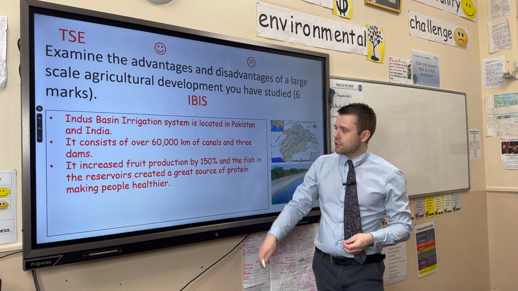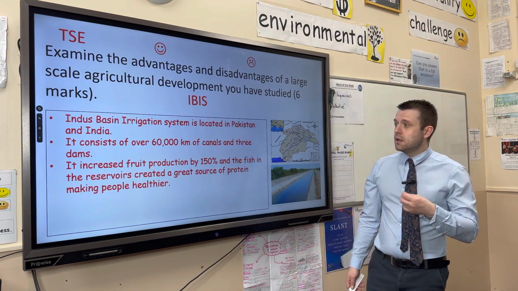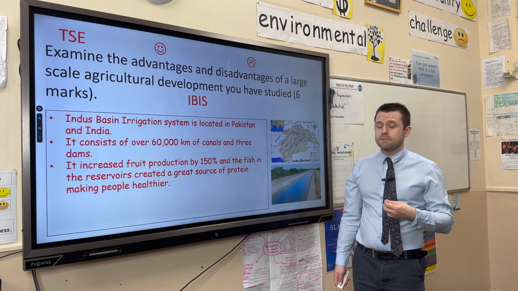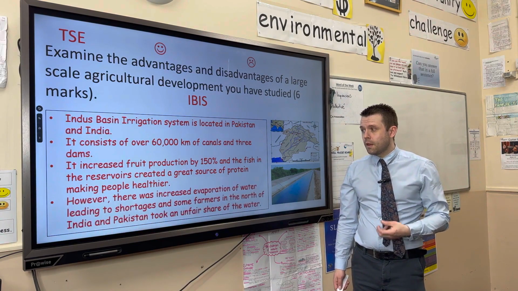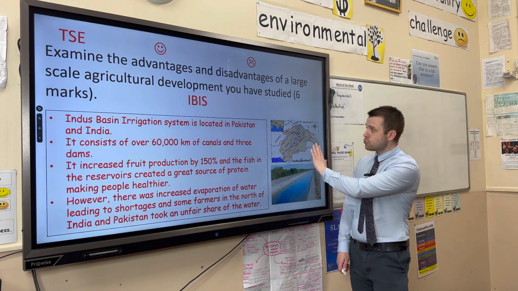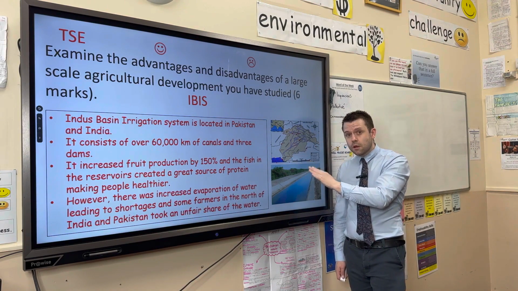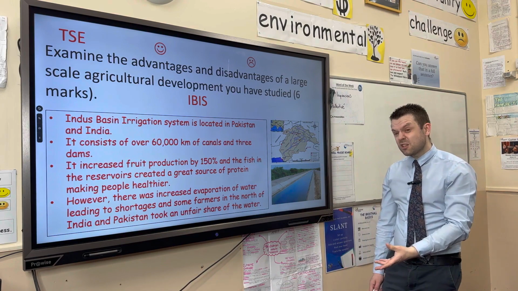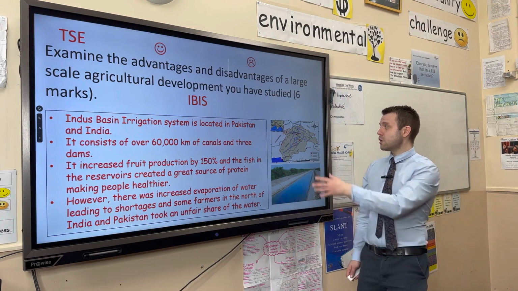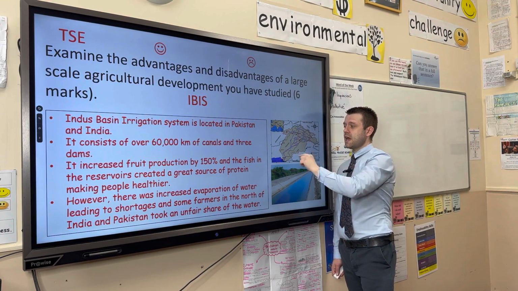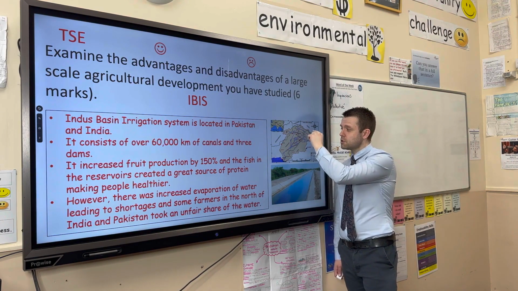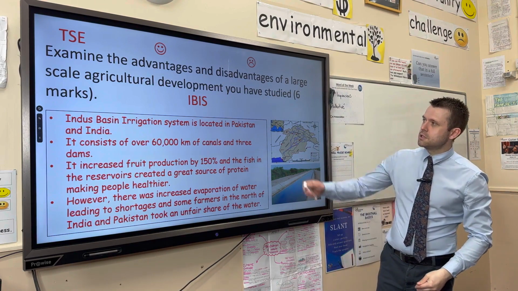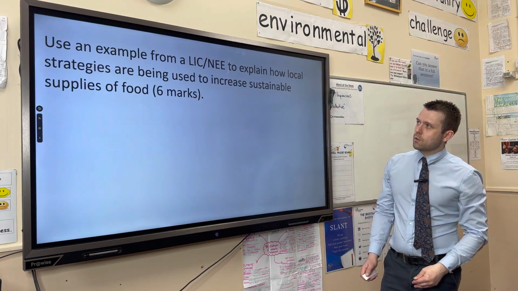Opportunities: fruit production increased by 150%, and the fish in the reservoir are a great source of protein, making people healthier. However, because the water is now more spread out, there is more surface area, so there's more evaporation, and this has led to some water shortages. And also, some farmers upstream have taken an unfair share of the water supply, so by the time we get further down the river, there is less water for farmers. All of this will help you answer that question.